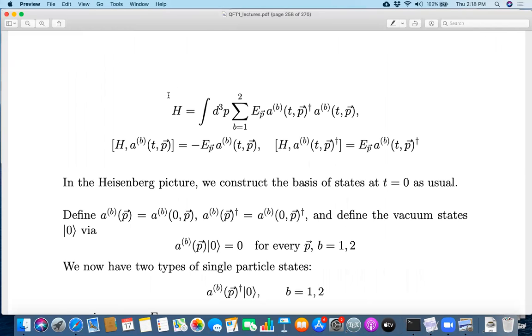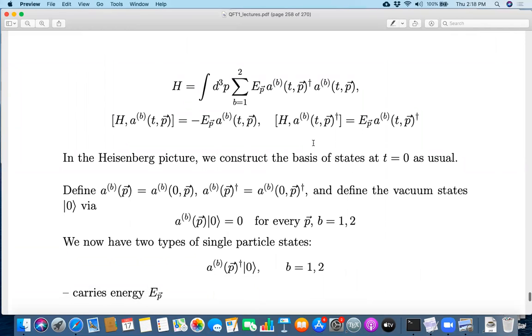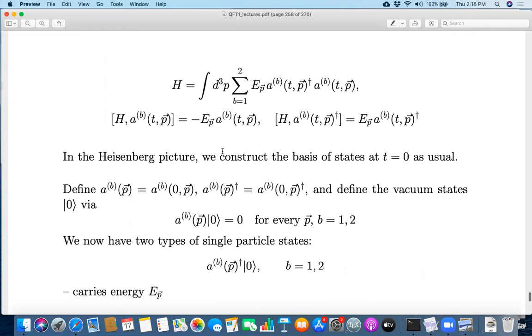So here is the Hamiltonian again with the appropriate commutation relations. So in the Heisenberg picture, we will now build the basis of states, and they are constructed at t equal to 0 as usual. So you define A_B of p as A_B at time t equal to 0. Similarly, A_B dagger of p is A_B dagger at time t equal to 0. And then you define the vacuum state by saying that the annihilation operators annihilate the vacuum. So A_B of p acting on the vacuum gives you 0. And this has to hold for every p and also for B equal to 1 and 2.